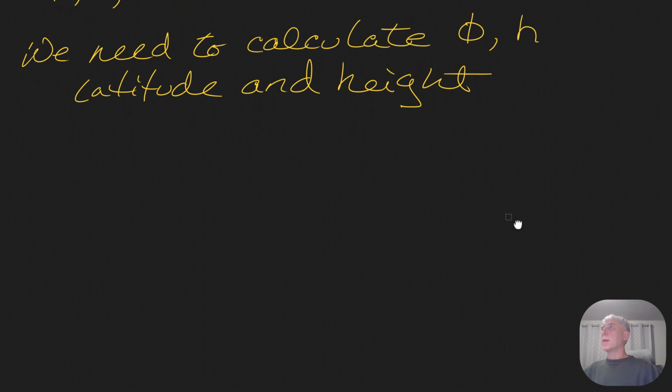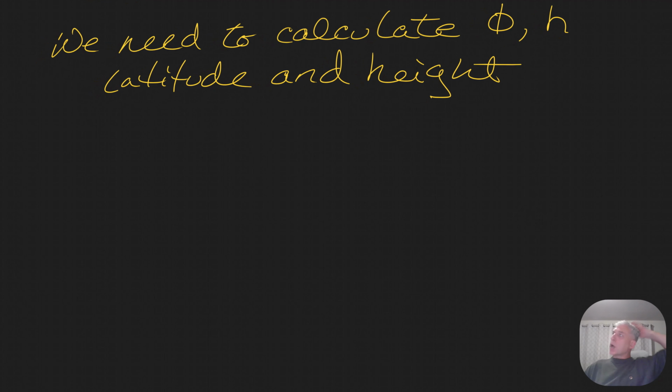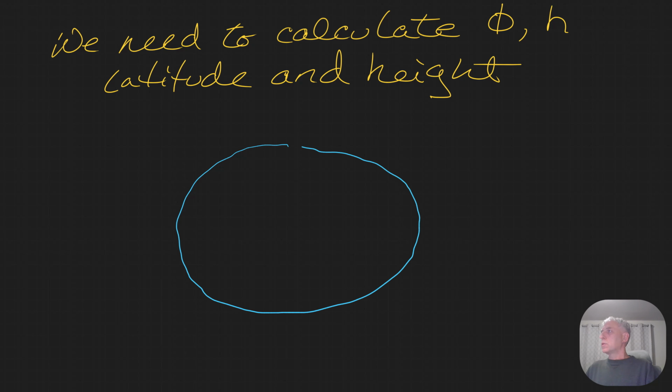So let me scoot this up to make some room. So we need to calculate latitude and height. And something that we need to remember with latitude and height is that they are dependent upon one another. That is, they are functions of each other. And just as a review, let me demonstrate that real quickly. So if we have the ellipsoid, so there we have our ellipsoid, and we have some terrain here. I'm exaggerating, but let's say I have a mountaintop, and I have a point on that mountaintop.